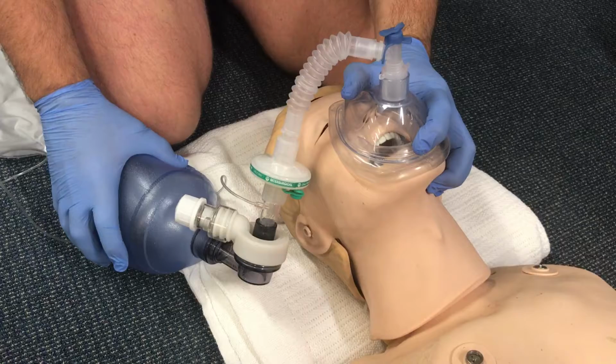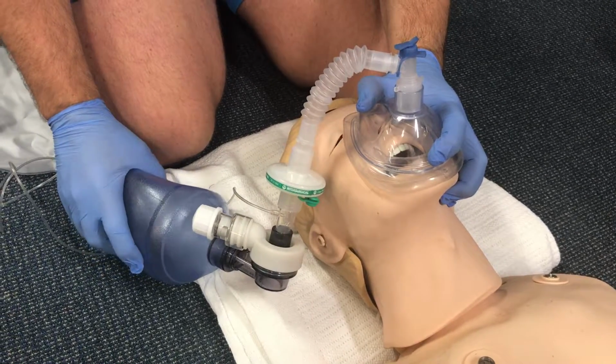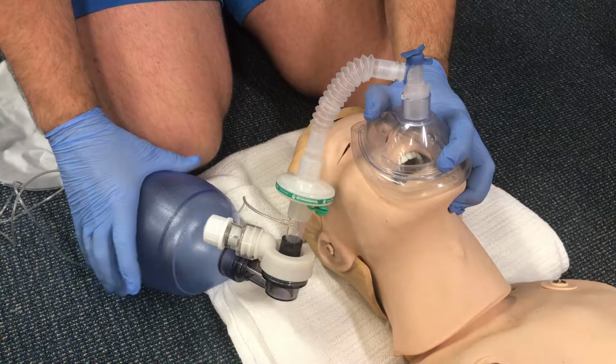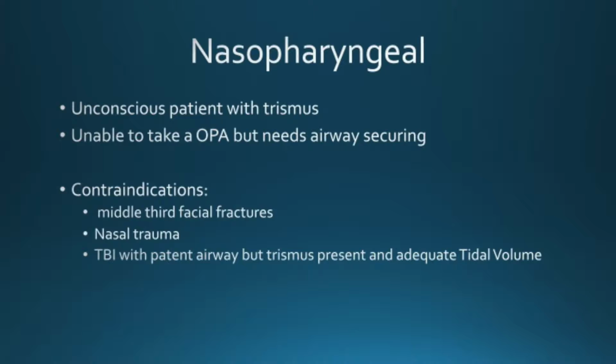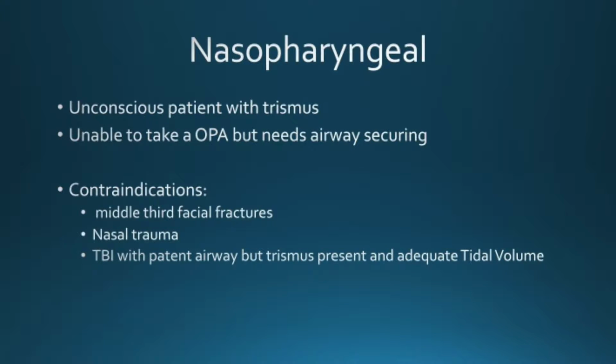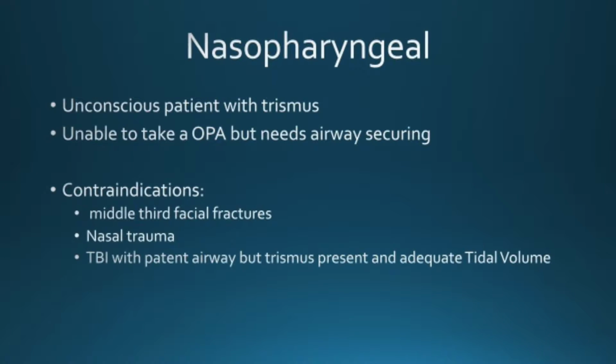To troubleshoot, I can use 2 hands for an adequate seal with 2-person BVM, and with a beard I can use some lube. The nasopharyngeal airway is indicated in patients who are unconscious and have trismus, or the patient who is unable to take an OPA but needs airway securing.